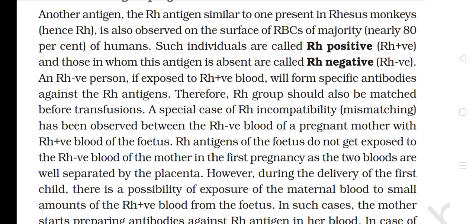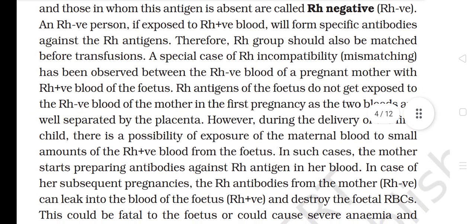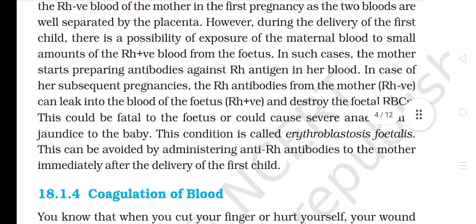A special case of Rh incompatibility has been observed between the Rh negative blood of a pregnant mother and the Rh positive blood of the fetus. Rh antigens of the fetus do not get exposed to the Rh negative blood of the mother in the first pregnancy, as the two bloods are well separated by the placenta. However, during the delivery of the first child, there is a possibility of exposure of the maternal blood to small amounts of the Rh positive blood from the fetus.